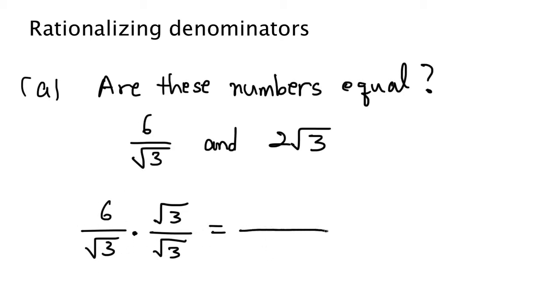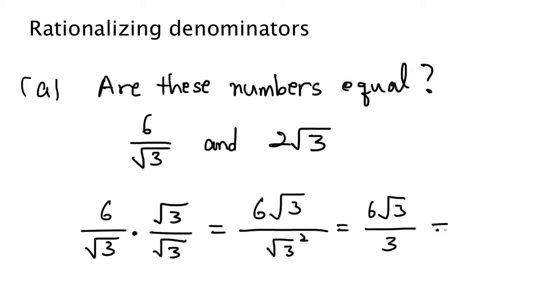But if you do that, you see this is 6 square root of 3 over, now square root of 3 squared in the bottom, and that's 6 square root of 3 over 3. And now you can cancel a factor of 3 out, then that's going to leave 2 out of 6, and that is 2 square root of 3. So now we see definitely we have 6 over square root of 3 equal to 2 square root of 3.